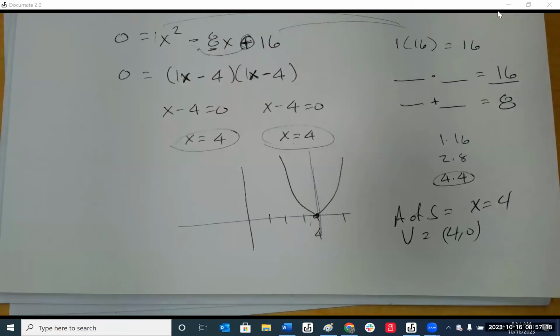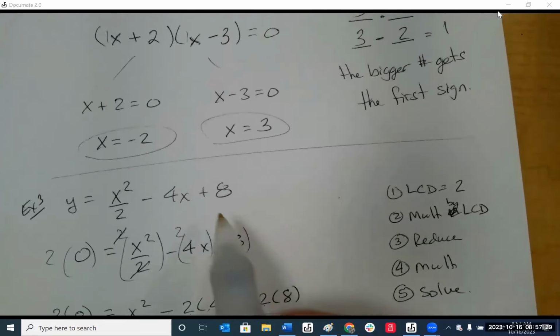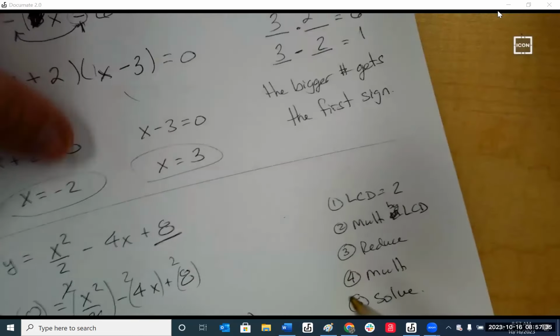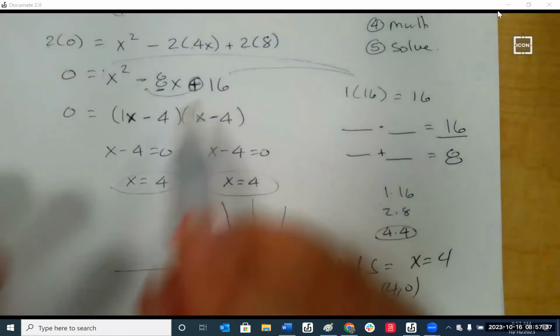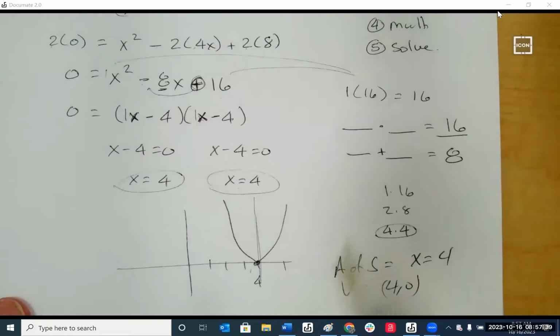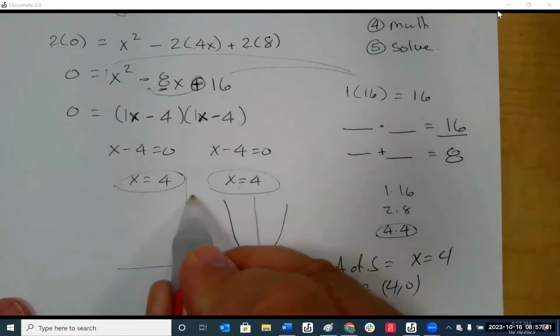And the y-intercept is where? We go back to the original. Remember, at the original, our y-intercept was 8. It's not going to be 16 because that's after we massage everything. It's 8. So we cross at 8.